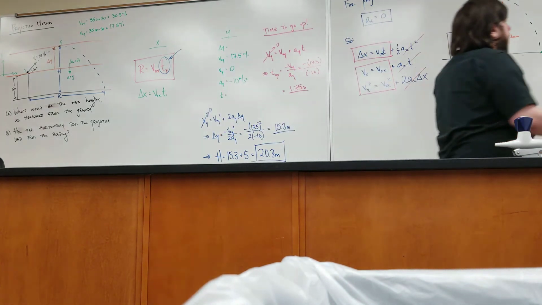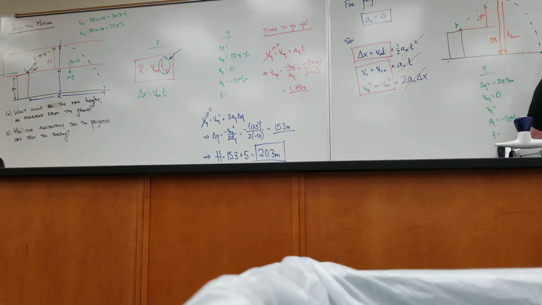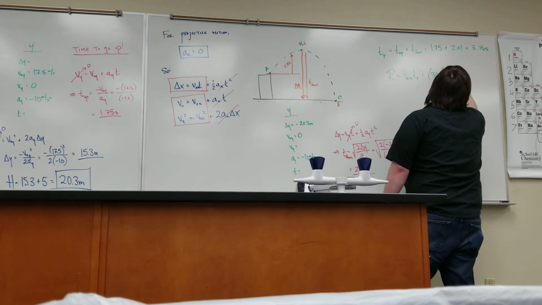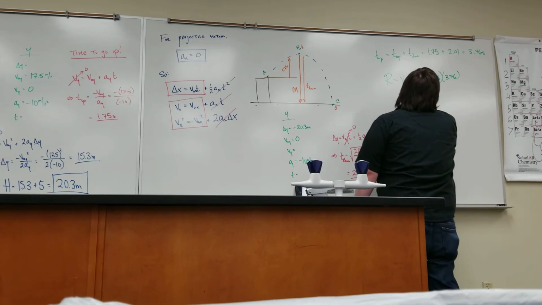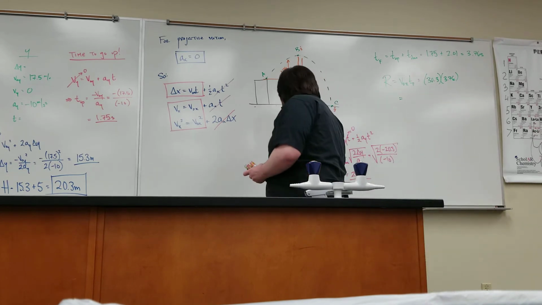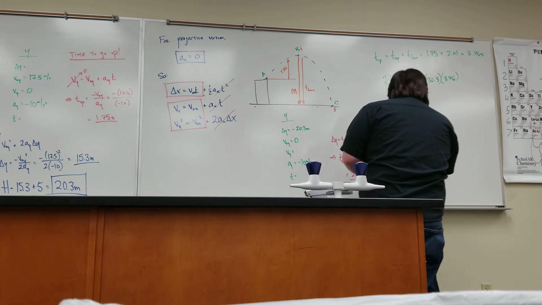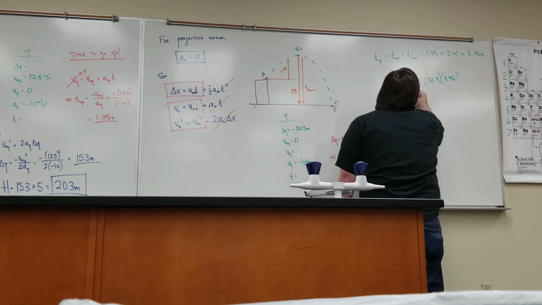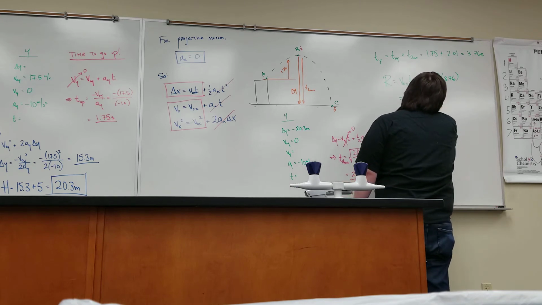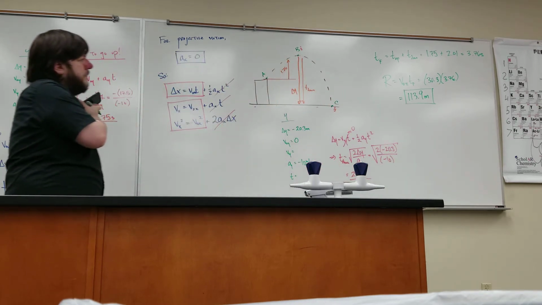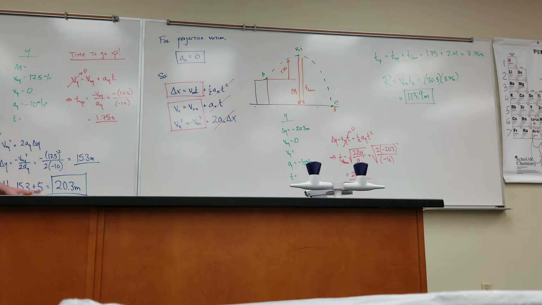So the range is just going to be v naught x times the time of flight. V naught x we said was 30.3. The time of flight is 3.76. So the range is 113.9 meters. Okay, so we found the maximum height and we found the range.